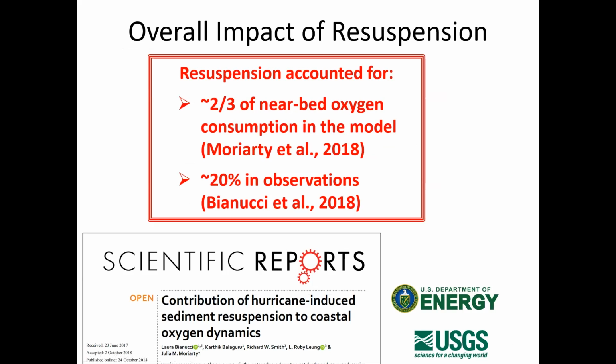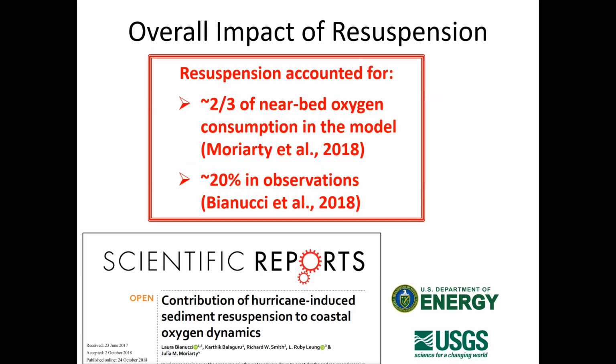Overall, what was the impact of this on water column biogeochemistry? If you average over this 2-month period, about 2/3 of the near bed oxygen consumption in the model was due to this entrainment of POC into the water column and the remineralization associated with that. But one of the neat things is, we didn't have a whole lot of observations. It's very difficult to measure these in the ocean, right?